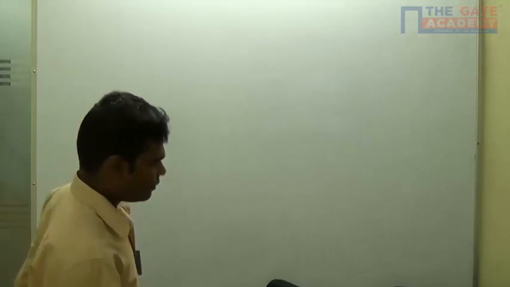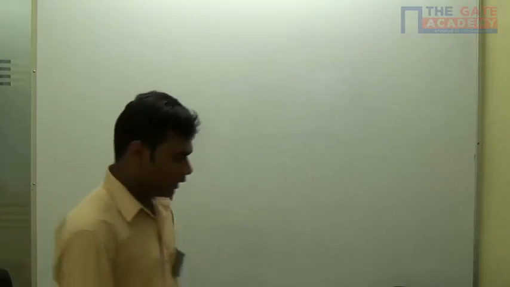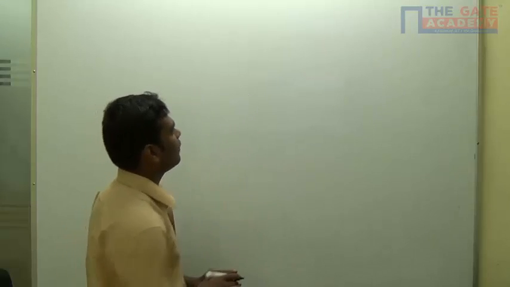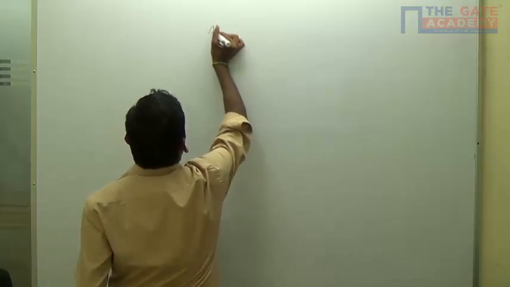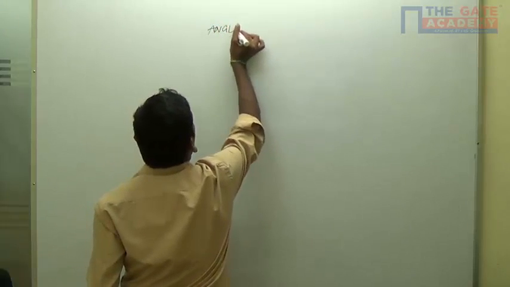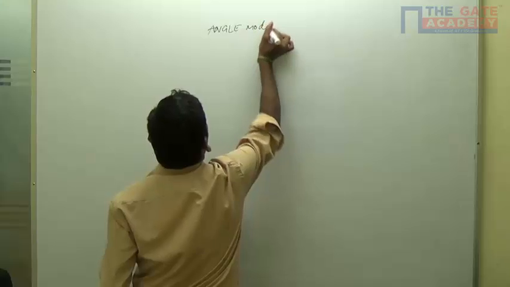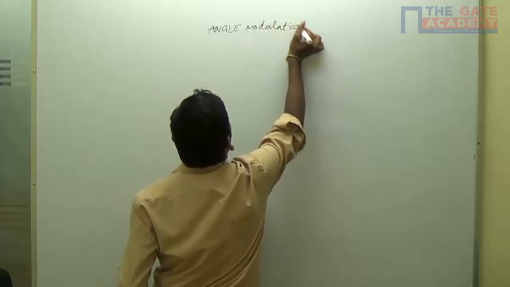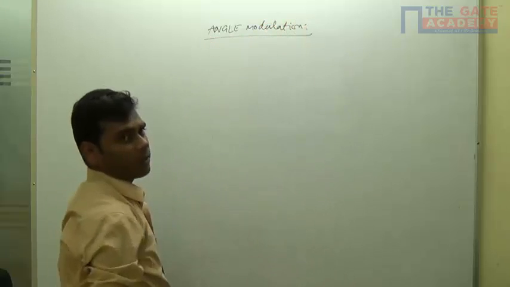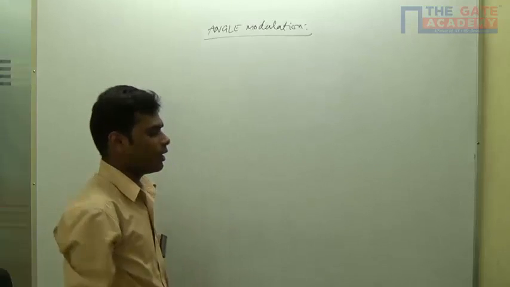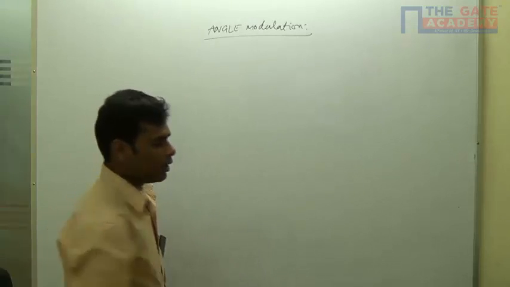Up to last class, we have seen amplitude modulation and different types of techniques. Today we will see frequency modulation. This frequency modulation we can derive from angle modulation. Last class we explained something about this, but due to some technical problem, the class was cancelled. So, again I am going for this angle modulation.